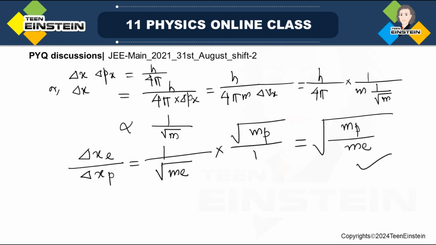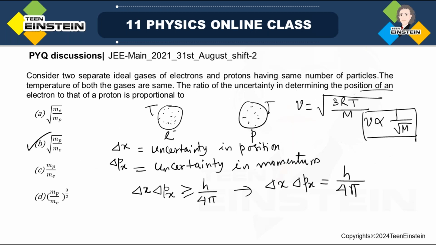Now actually see, you can analyze from here also. Since I have delta x and delta px constant, some constant term, so it depends on delta px, right? So you have proton and electron, right?